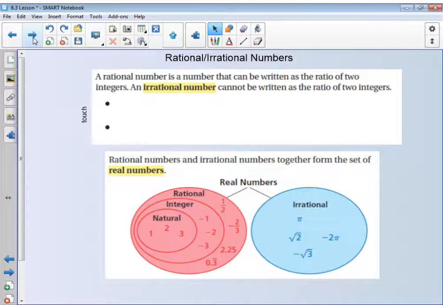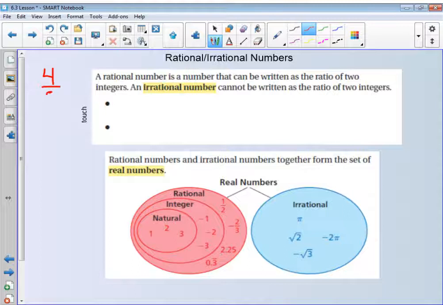So a rational number is any number that can be written as a ratio. Remember, a ratio most commonly would be like a fraction. That is considered a ratio. So any number that can be written as a fraction is considered a rational number. So for example, all whole numbers, for example, 5, can be written also as a fraction by writing it over 1. So all whole numbers, also known as natural numbers, can be written as ratios.